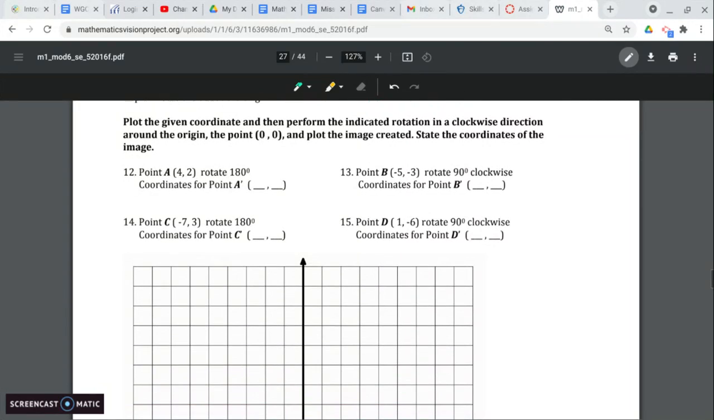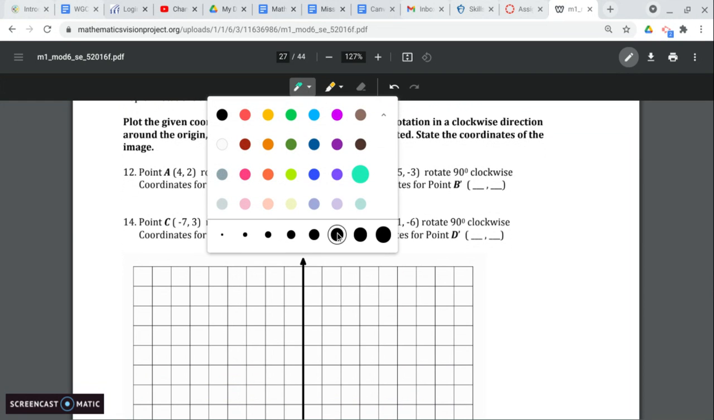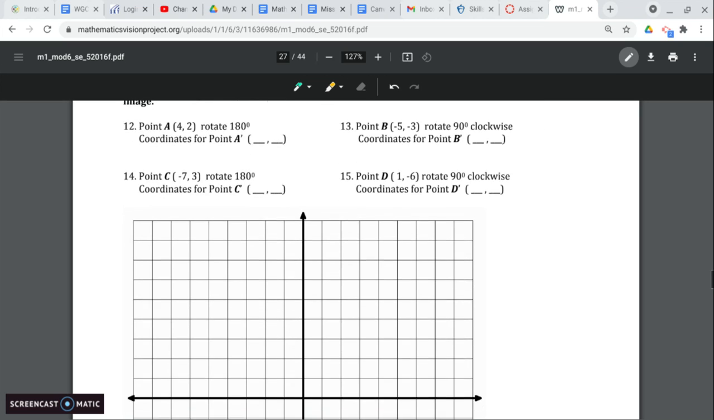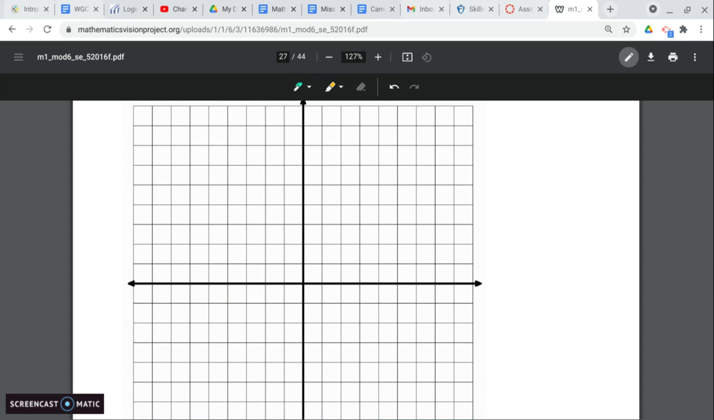All right, so we want to plot the given coordinate and then perform the indicated rotation in a clockwise direction around the origin, the point 0, 0, and plot the image created. State the coordinates of the image. So we're going to go ahead and do 13, point B. So we've got the point negative 5, negative 3. So negative 5, 1, 2, 3, 4, 5, negative 3, 1, 2, 3.